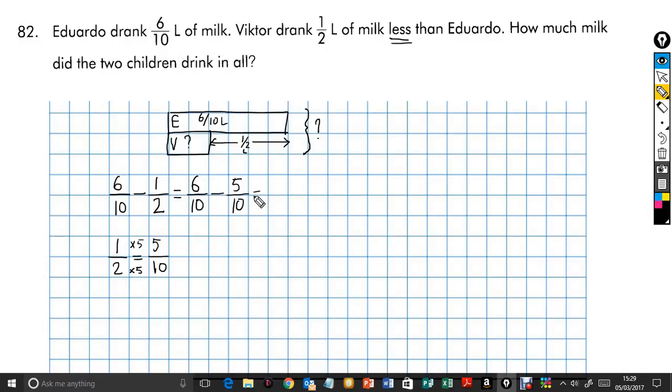And now this is nice and easy. The denominators are the same, so it's simply 6 take away 5 gives me 1/10. Now, what is this 1/10? Because I took this amount away from that amount, that gives me how much Victor drank. Okay, this 1/10 is the milk that Victor drank. I could label that up here, 1/10.